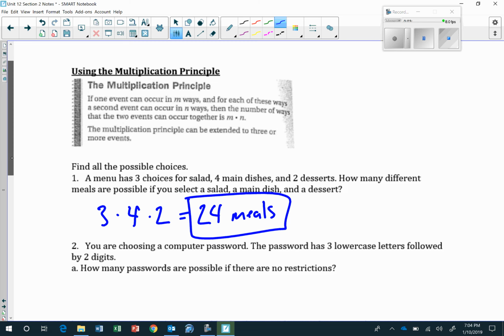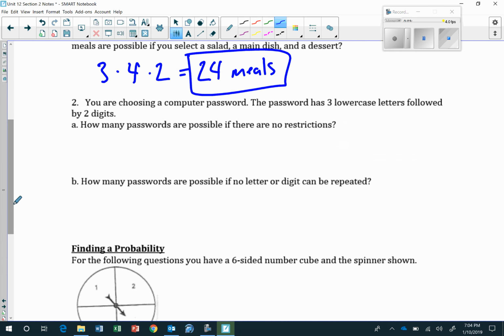For number 2, it gets a little bit trickier because you have to figure out a couple things. It says you are choosing a computer password. The password has 3 lowercase letters followed by 2 digits. Okay, so there are 26 letters in the alphabet, and when we say digits, there's 10 digits because we're talking 0 through 9. So for A, it says how many passwords are possible if there are no restrictions. No restrictions means that I can use the same letter multiple times. I can use the same digit multiple times.